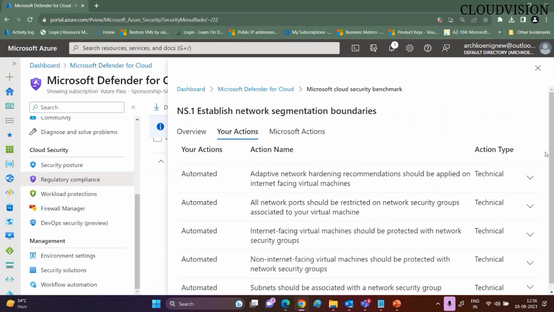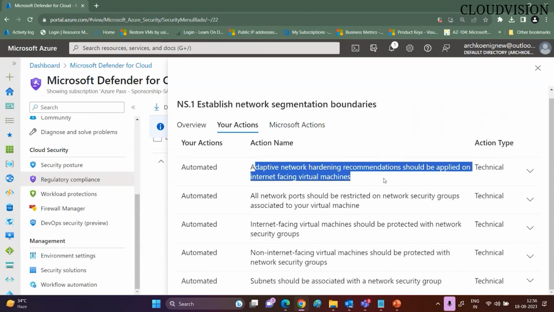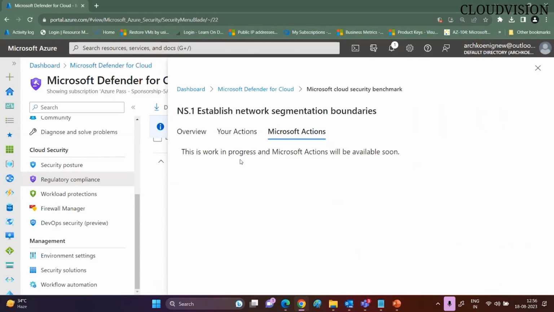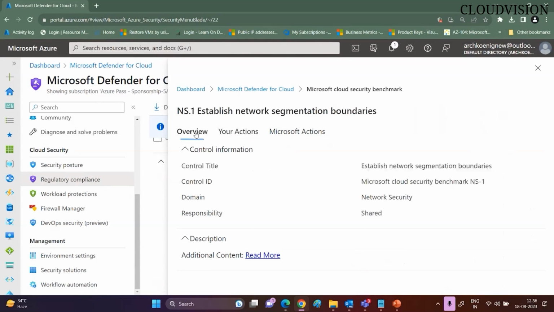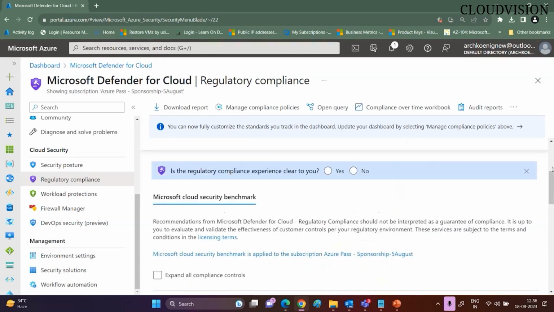These are the actions which we can take across the environment. For example, the adaptive network hardening recommendation should be applied on internet-facing VMs. A subnet, whichever you are creating, should be associated with NSGs. What needs to be done by Microsoft? These are Microsoft's. They haven't shown them, but here you will get to know what actions they need to take. So this is just one example. These are the guidelines, the set of policies which they are applying across your environment.